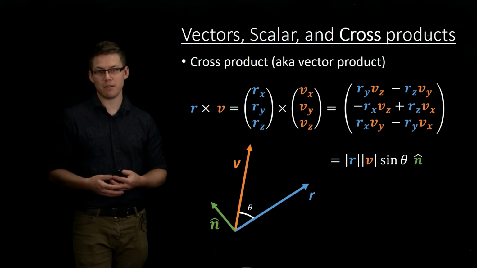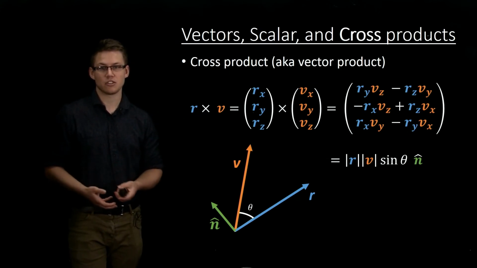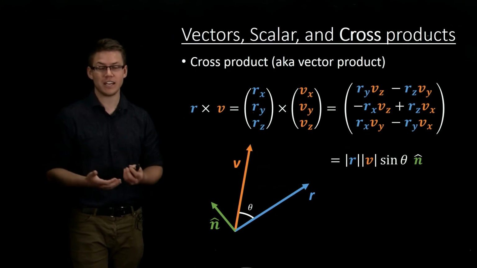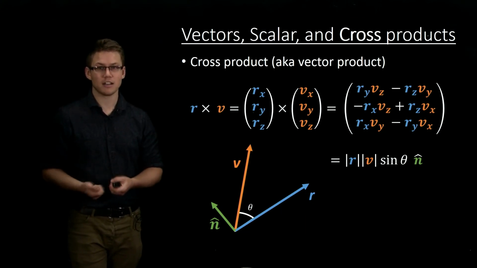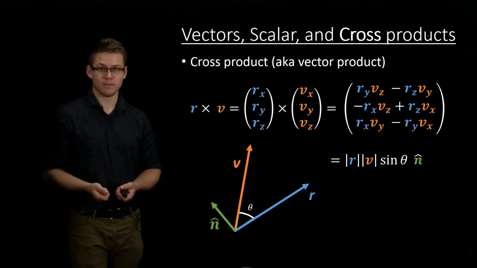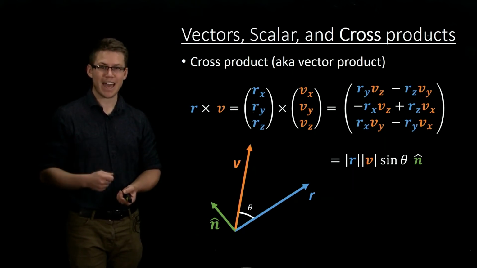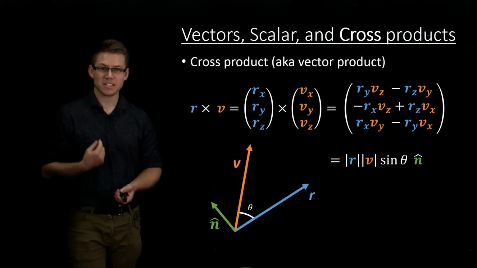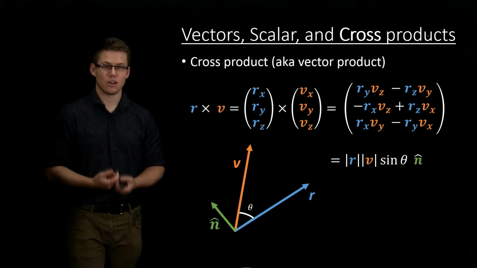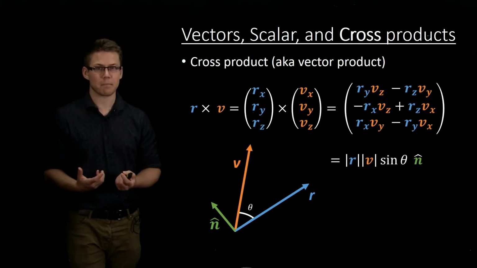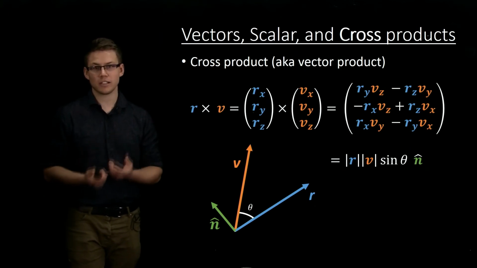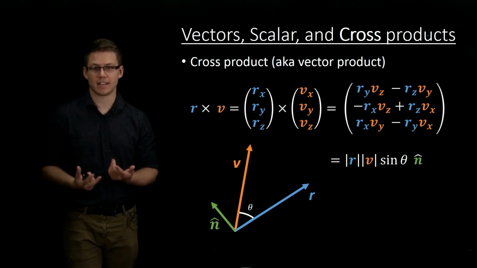But for now, the main way that we're going to be approaching this is through the cross product of r and v, which is the magnitude of r times the magnitude of v times sine of the angle between them times a unit vector n hat, which lies perpendicular to the plane containing v and r. Okay, so it lies perpendicular to that plane, but you need a way to work out which direction it's going in. A quick way to do this is what's known as the right-hand rule.